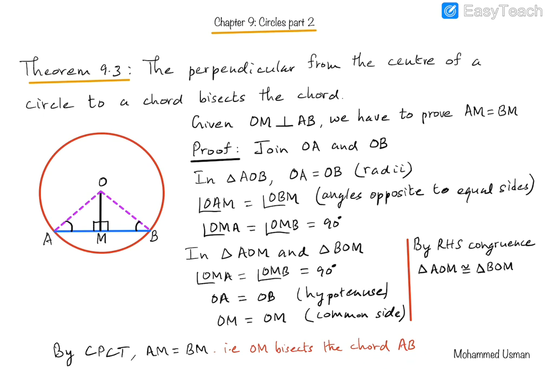Hence we have proved the theorem which says that the perpendicular from the center of a circle to the chord bisects the chord. Next we will see the converse of this theorem, which states that the line drawn from the center of a circle to bisect the chord is perpendicular to the chord.